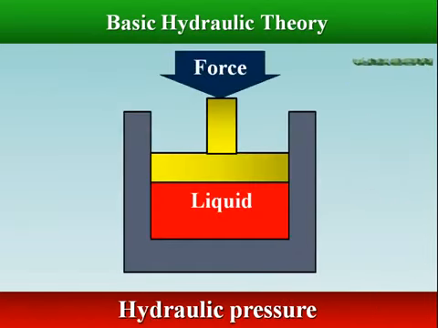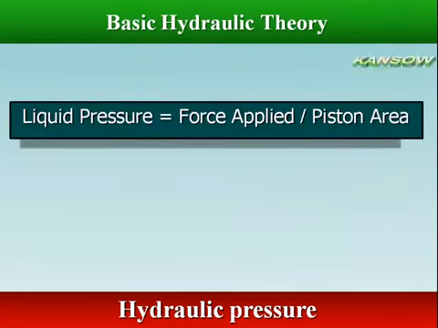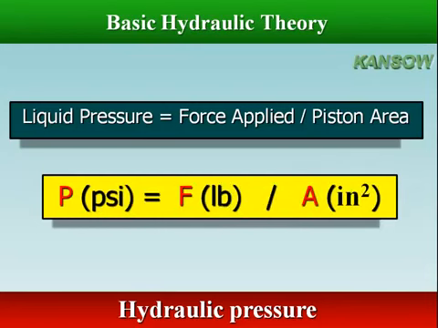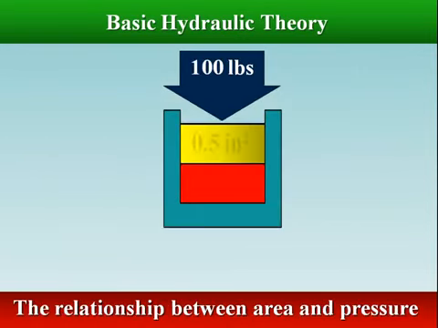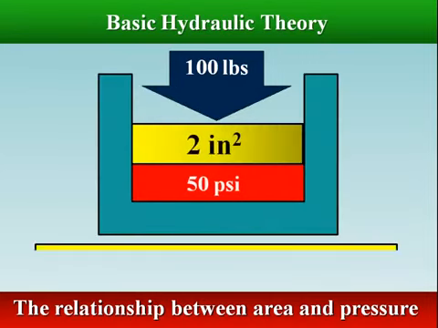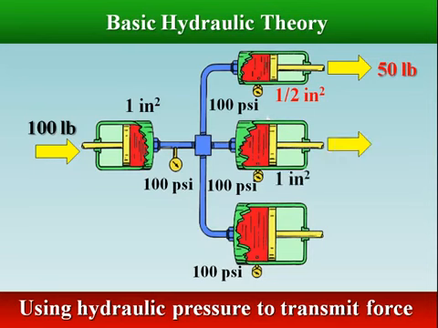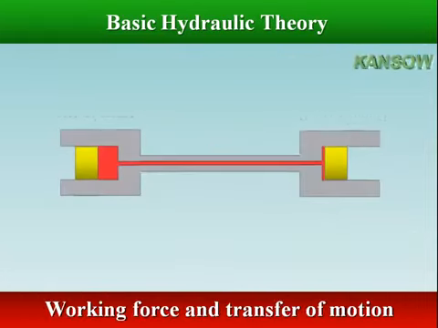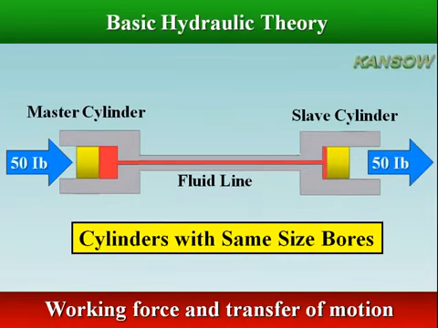Hydraulic pressure represents the force applied to the liquid. Fluid pressure is determined by dividing the input force applied to a piston by the area of the piston. The same pressure applied over different areas can produce different forces, larger and smaller. With cylinders of the same size, when force is applied to the master piston, the slave piston will move the same amount with the same force.